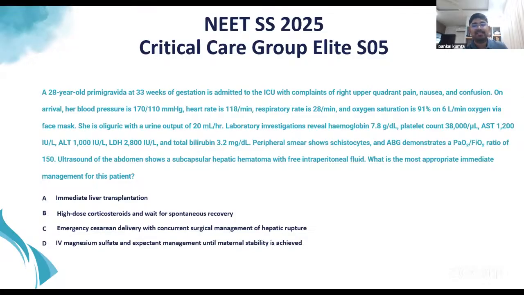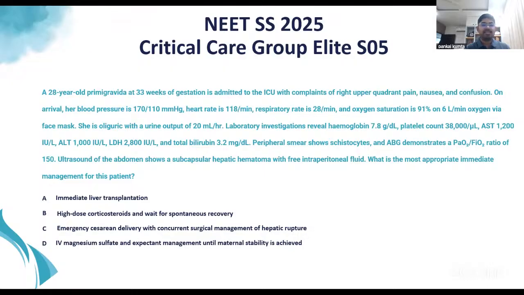So it all matches the classical picture of severe preeclampsia with HELLP syndrome, that is hemolysis, elevated liver enzymes, and low platelets. With this situation also, the answer is very simple. Once we see these issues, it is always emergent delivery of the child, and always look for that as your first option whenever you see such a clinical question. So the answer is C, emergent cesarean delivery with concurrent surgical management of hepatic rupture.